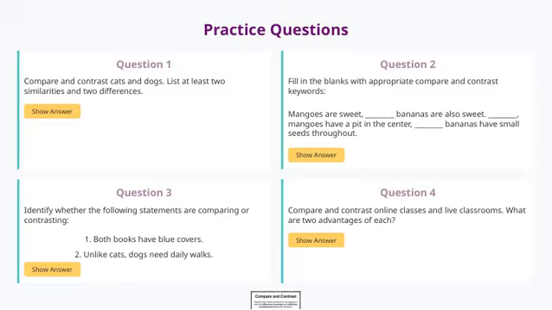Finally, we have a question asking us to compare and contrast online classes and live classrooms. Think about the advantages of each. For online classes, convenience and flexibility are key benefits. For live classrooms, the immediate interaction and hands-on activities stand out. Remember, understanding these differences and similarities helps us communicate more effectively and appreciate different perspectives.